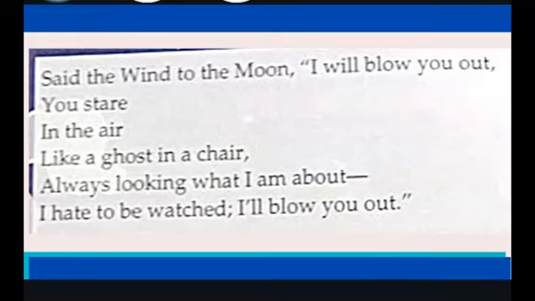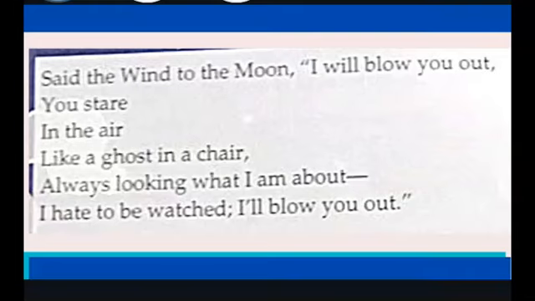Said the wind to the moon, I will blow you out. You stare in the air like a ghost in a chair, always looking what I'm about. I hate to be watched. I'll blow you out. Again repeat. Said the wind to the moon, I will blow you out. You stare in the air like a ghost in a chair, always looking what I am about. I hate to be watched.